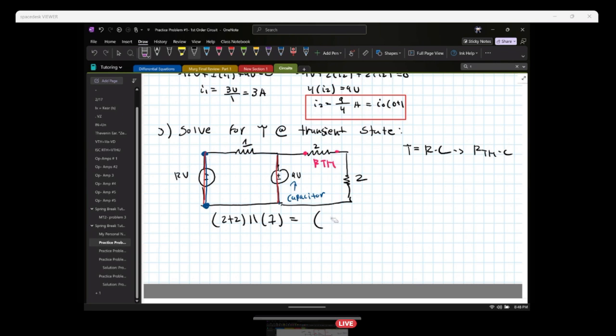Oh, that's how you do that. No, that is how you do it. 1/4. This one. 4/5 equals R Thevenin.